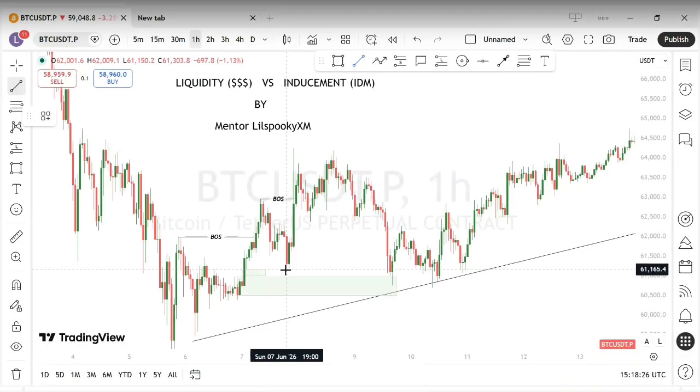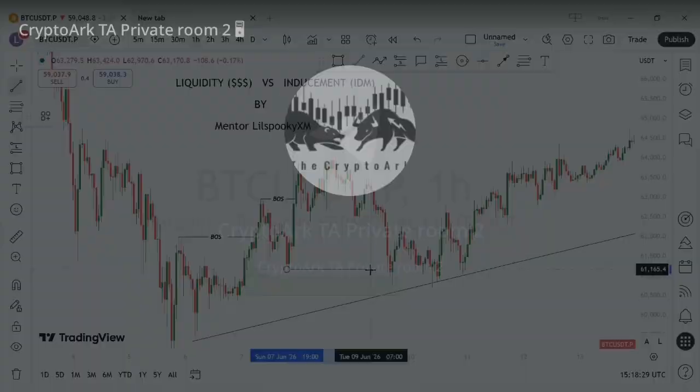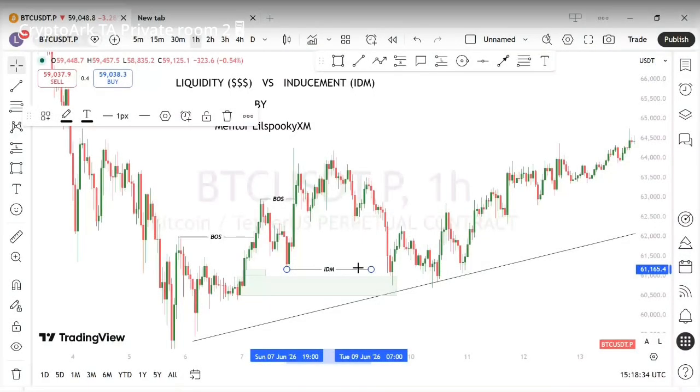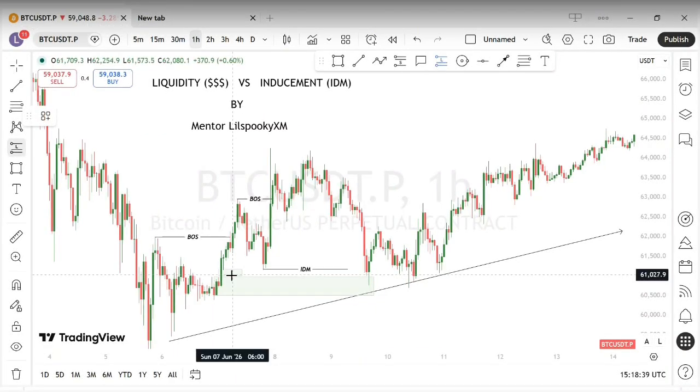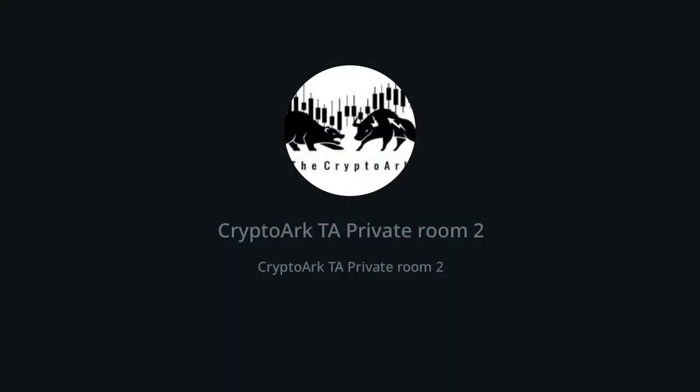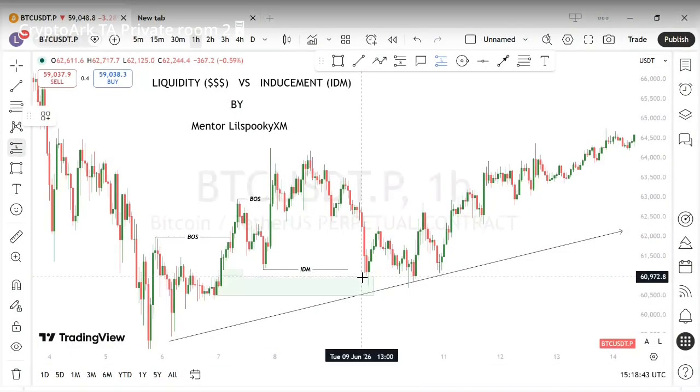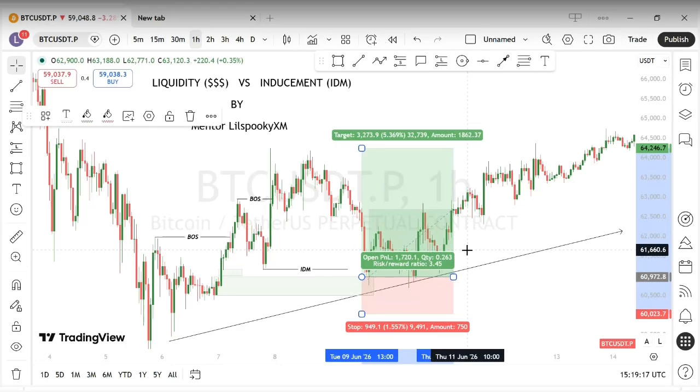So now, for me, we identify this as our inducement. I will label it IDM. We'll take our trade from the original POI that has a very, very valid fair value gap and an unmitigated OB from here. So we'll take our trade, right? This is a very, very healthy strategy on how to take an entry on the market without being scared of being an inducement or a liquidity to the market.